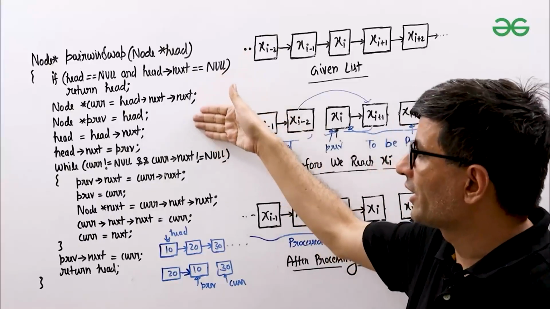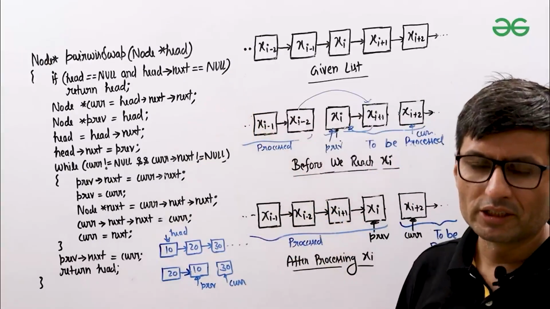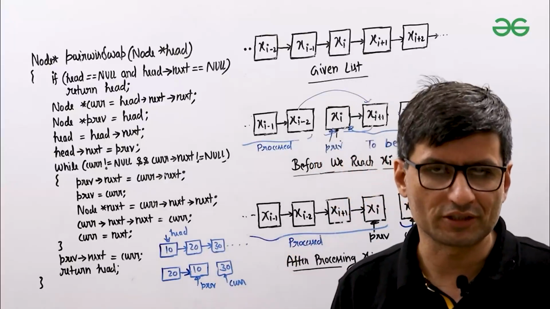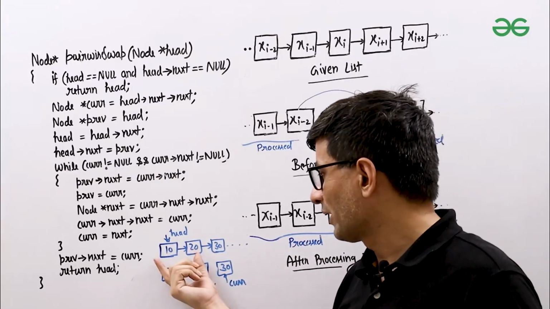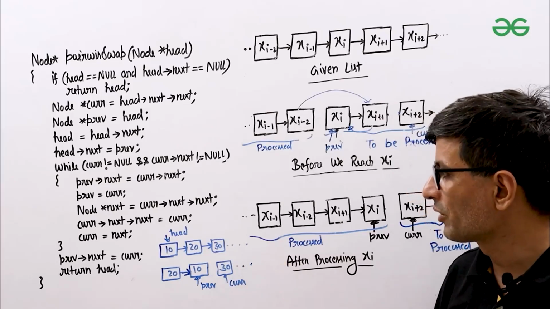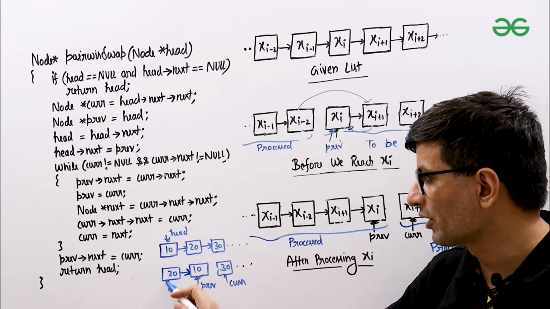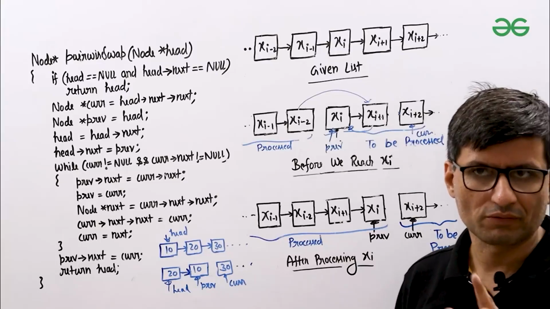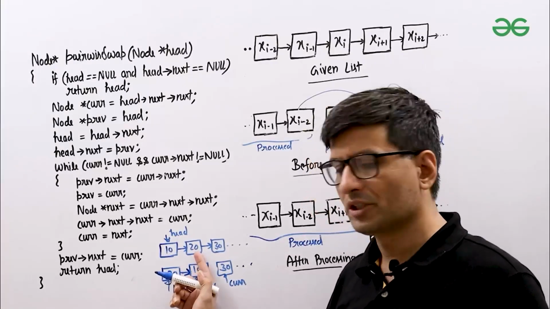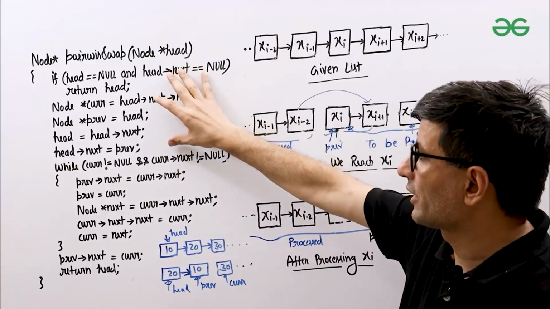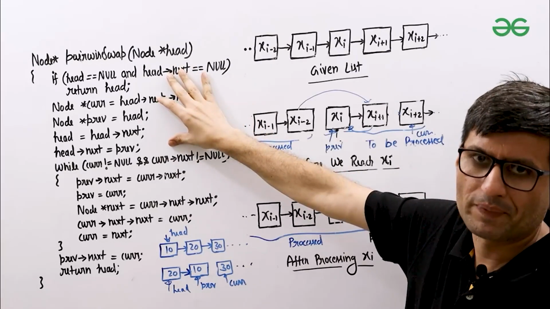Now, why are we handling the first two nodes explicitly? In the case of the first two nodes, our head pointer must be changed, right? Say you have this linked list 10, 20, 30 and then more nodes. You want to change the head pointer to here, and this happens only for the first pair. You want the head to change to 20. For that reason, I have handled the first two nodes separately.